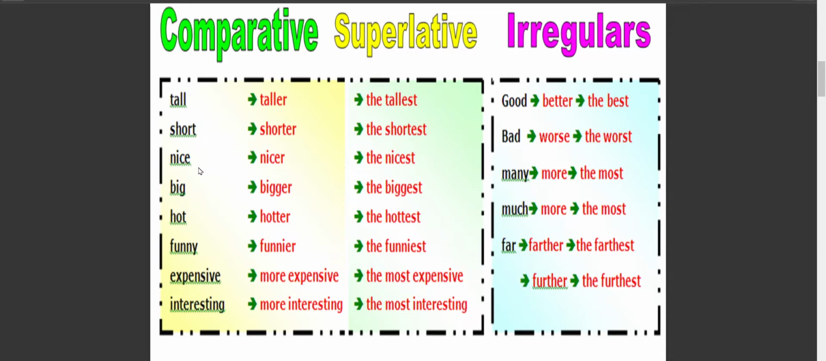Right? Short, shorter, nice, nicer, big, bigger, hot, hotter, funny, funnier, expensive, more expensive, interesting, more interesting. Right? Taller, the tallest, the shortest, the nicest, the biggest, the hottest, the funniest, the most expensive, the most interesting. عندنا الشواذ اللي موجودة في comparative و superlative، مثلا good تصير better, the best; bad, worse, the worst; many, more, the most; much, more, the most; far, further, the farthest, further, the furthest. Alright? So keep this in your mind.